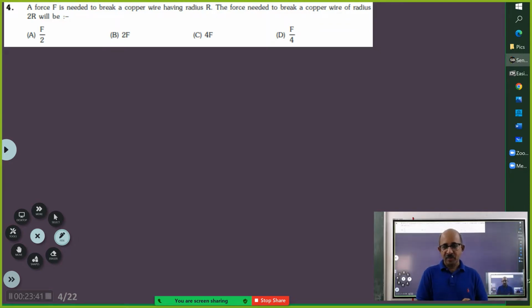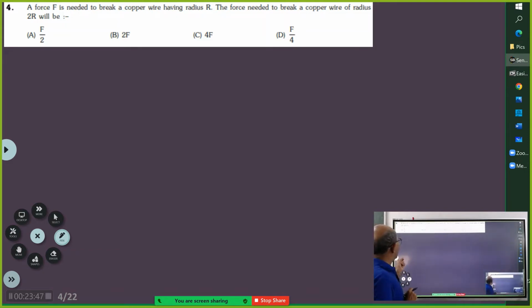So with the given data, what presumption can you make? Copper is common, and they have told us the force needed to break a copper wire. Simply say, I have taken two copper wires, and then some things should be presumed to be common here. What are the things that are common? The length can be the same.